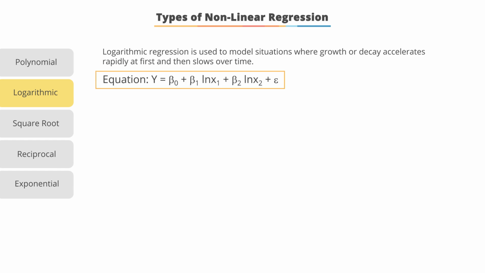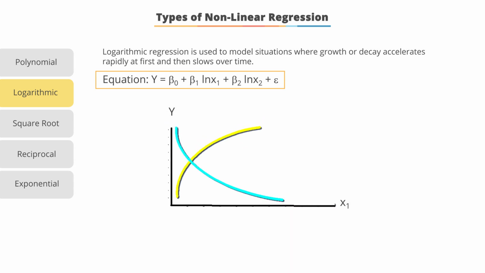And so here we have the equation y equals b subscript 0 plus b subscript 1 natural log x1. Now it could be log base 10, log base 6, whatever, but here we use the natural log, plus b subscript 2 natural log x2, which creates functions that look like the blue and yellow lines below.